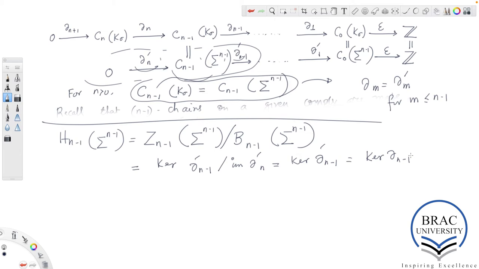Okay, and now observe that, consider the sequence C n of K sigma, the group of n chains on the cone K sigma, to the group of n minus 1 chains on the cone K sigma, and it goes on like that until we arrive at C0 of K sigma. Then this is delta n minus 1, this is delta n. Okay, and since K sigma is a cone, by theorem 3, the reduced homology group of K sigma is equal to 0 for all i. This follows by theorem 3.